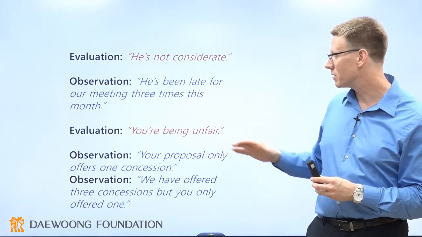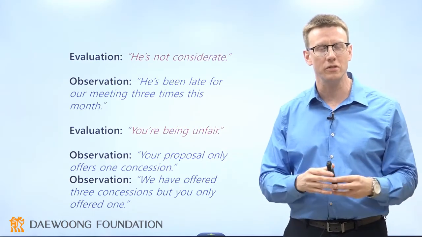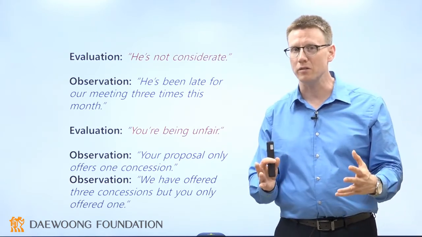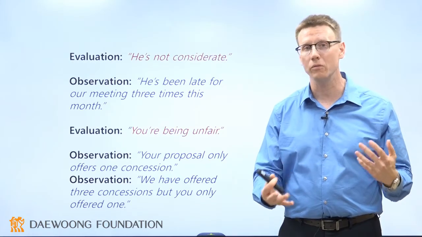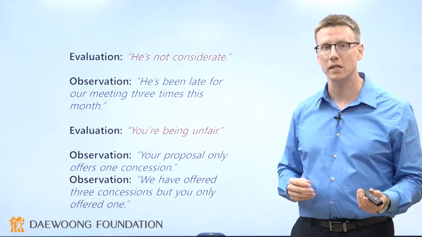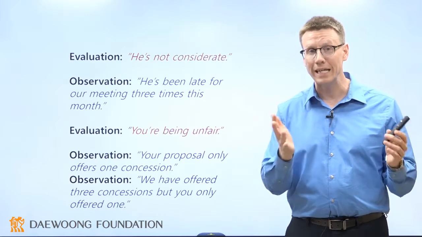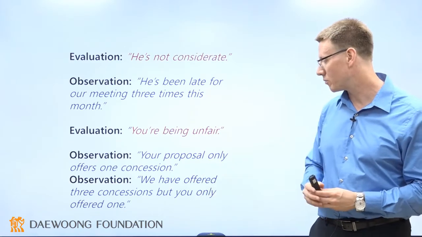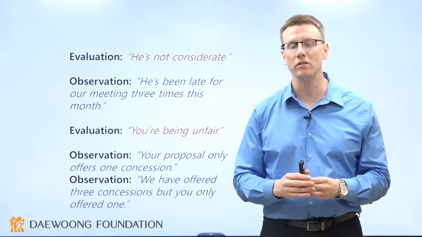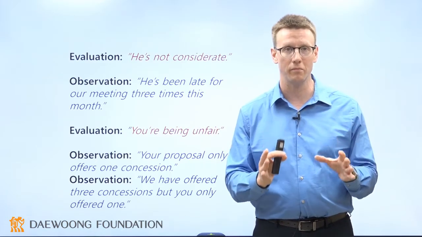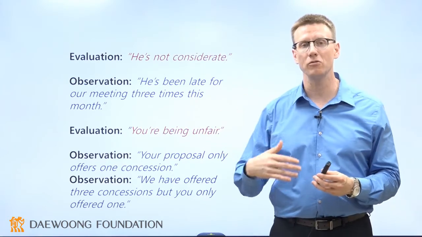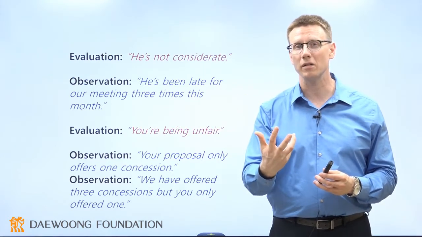Let's look at some other examples. In a meeting or a negotiation, we might hear someone say, you're being unfair, you're not being flexible, you're not being reasonable. Again, these are evaluations, but they're not helpful overall in our communication process. What would be better is to stick to facts. Your proposal only offers one concession. It's just a fact. I'm just observing that is the situation. Or the other example we have is, we have offered 3 concessions, but you only offered 1. If I use the observation statements, then I have a clear understanding of what the problem is, and we can talk about it and we can solve it. But if I add the evaluation statement, it usually just upsets the other person and it makes things become a little bit emotional.